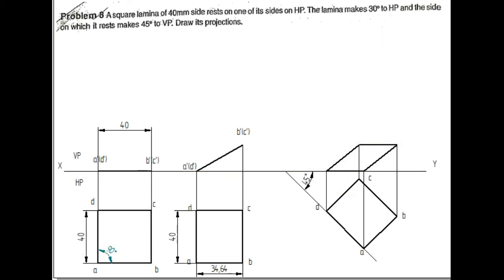So the naming is left. I will name this point as D dash, this point as C dash, this point as A dash, and this as B dash. This is how it has to be solved. This is the normal problem. Next, in the next video I will be showing the beta angle problem.